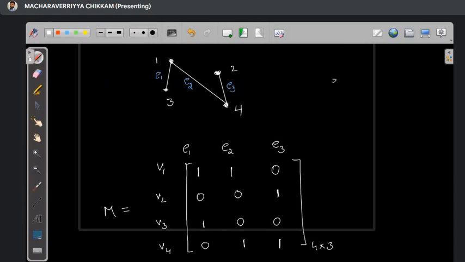Okay. If the edge Ej is incident with Vi, then the ij entry will be 1. Otherwise, the ij entry is 0. Let us say if the second edge is incident with 1, then the 1, 2 element is 1. If the second edge is not incident with 1, then the 1, 2 element is 0. Okay, so this is what we call an incident matrix.